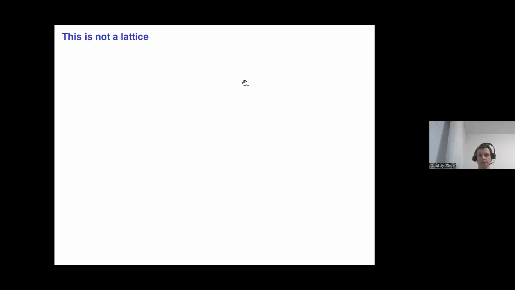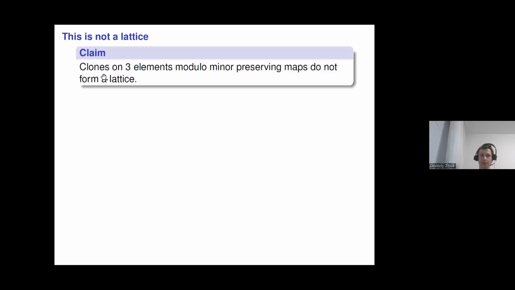And another, Albert would say that it's a disappointing result, that this is not a lattice. And this is probably the first claim we can derive from our computer characterization: that clones on three elements, modulo minor-preserving maps, do not form a lattice. And I will try to explain this result. Again, we consider this clone of monotone operations on a two-element domain. And we consider this clone. Yeah, it already appeared today. The clone of operations preserving this binary relation and preserving this equivalence relation.